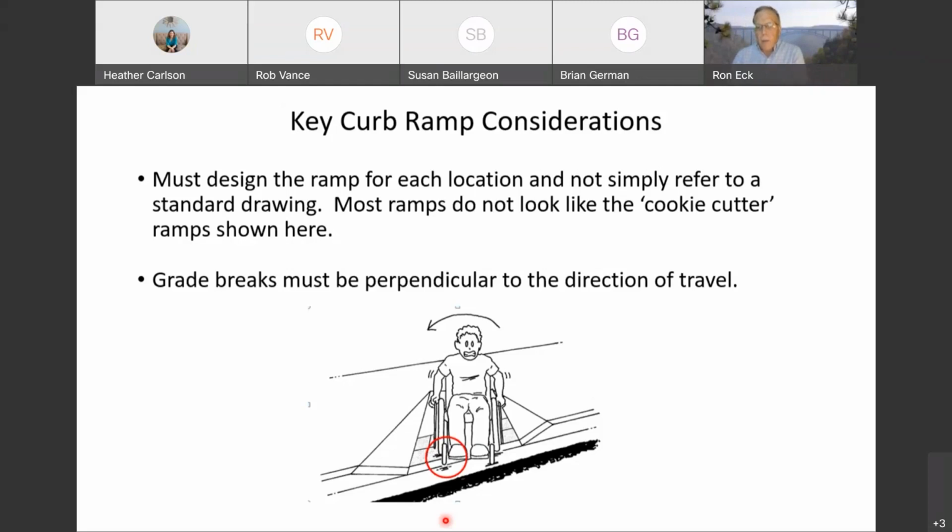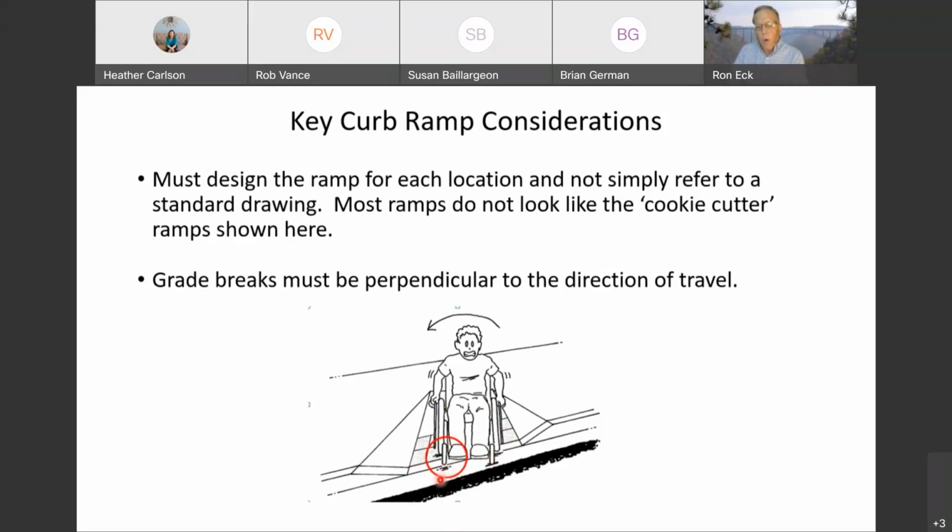Make sure your grade breaks are perpendicular to the direction of travel so that both wheels of the wheelchair navigate the grade break at the same time. Notice here, I know this is a cartoon, but this is what I'd call a skewed ramp. It's not appropriate to have a skewed ramp, but notice the one small front wheel of the chair is already in the gutter pan or in the street. The other one has not yet reached the street, but if you look closely, it's off the ground. And that is something we definitely want to avoid.